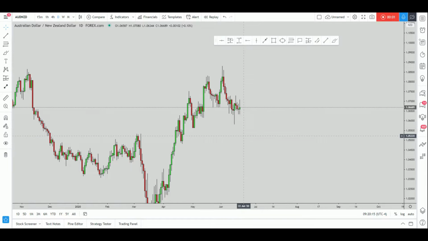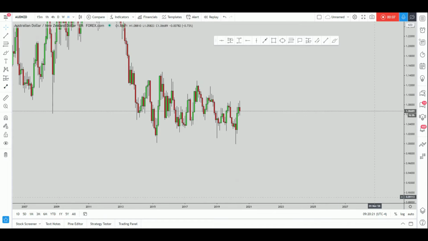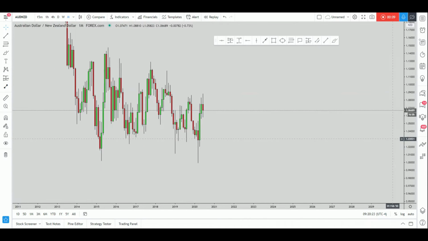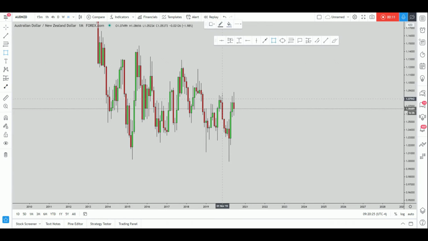Okay, so what kind of situation do we currently have on AUD and NZD? Now, if we look at the market from a monthly perspective, what we can see is that clearly the market has approached a strong monthly resistance.